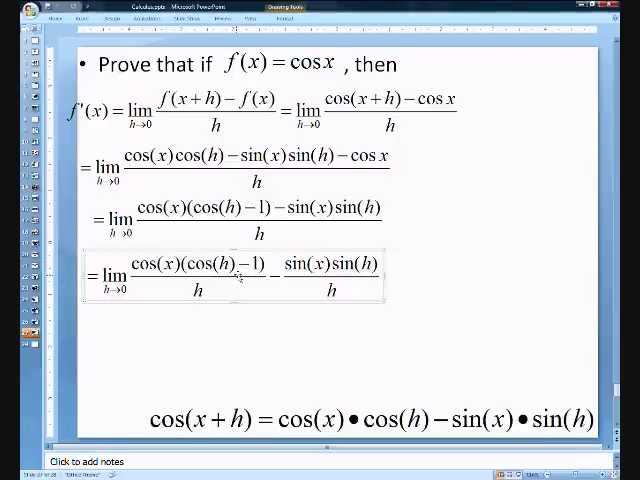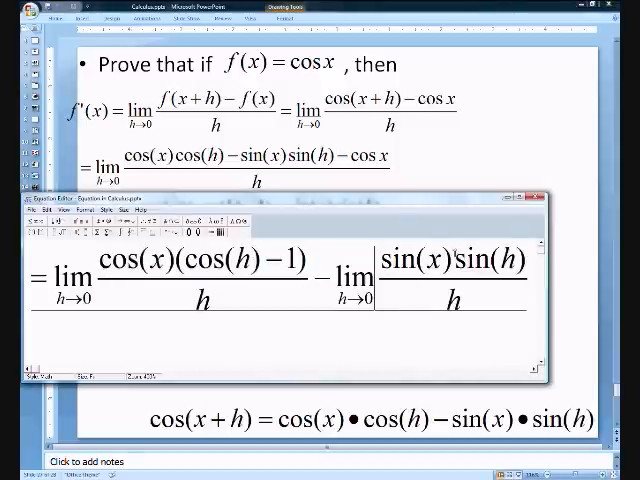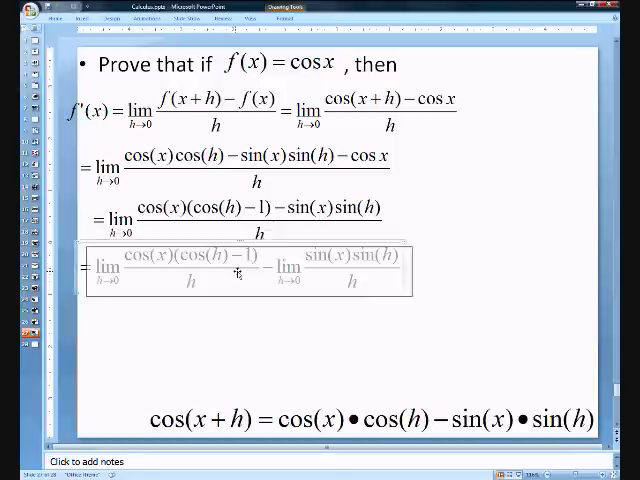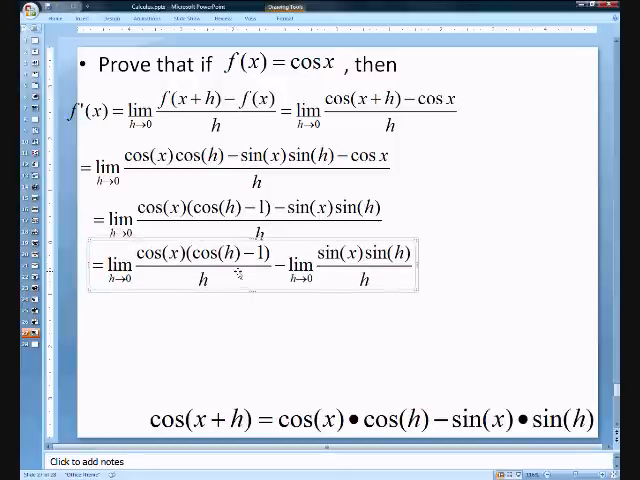So I hope you're keeping up with what I'm doing. And now, we just split this up into two fractions. Now we can take this limit and actually just distribute it to both the fractions. Okay, so hope I didn't lose anyone. Just watch the video over and over again to see exactly what I did.